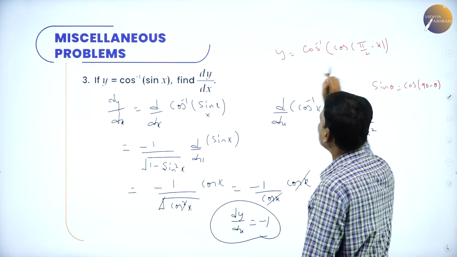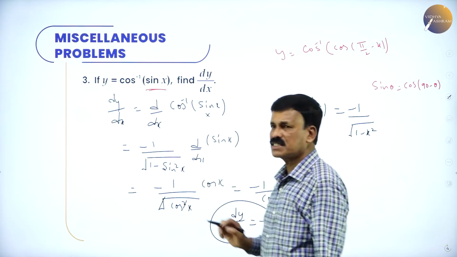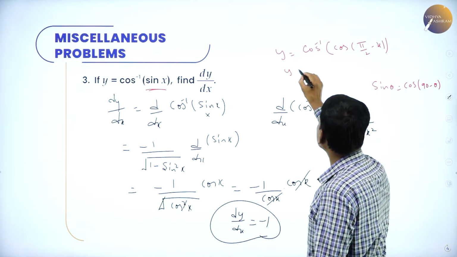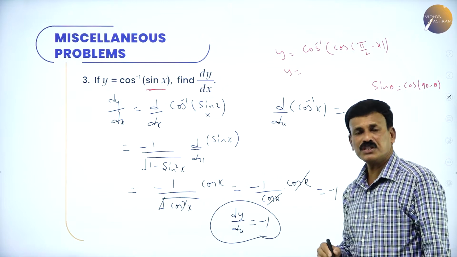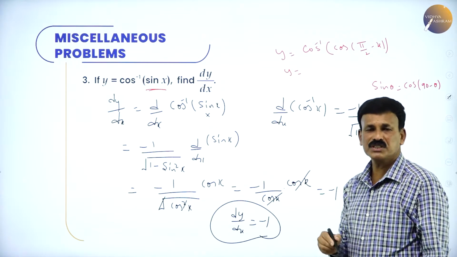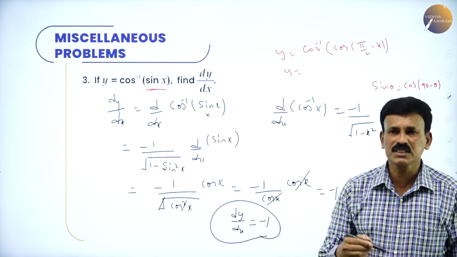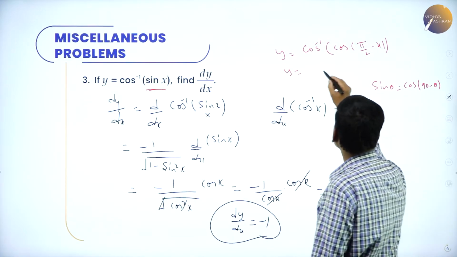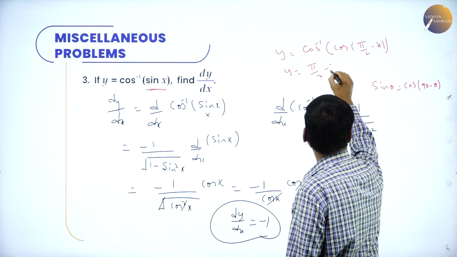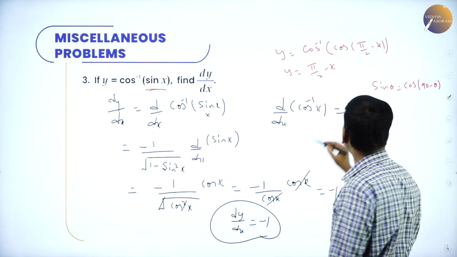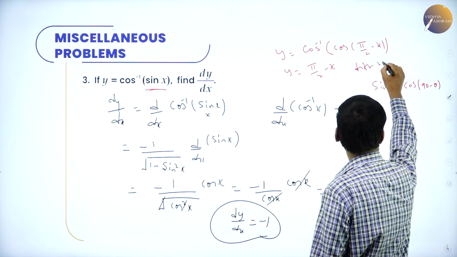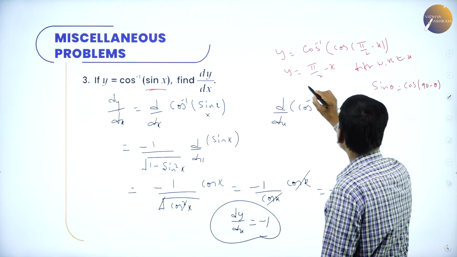So what is cos of pi by 2 minus x? It is sin x. So therefore this can be written as, since you know the properties of inverse trigonometric functions, cos inverse of cos x is equal to x. Cos inverse gets cancelled. Here this is equal to pi by 2 minus x. Now differentiate this. Differentiating with respect to x, what will we get?